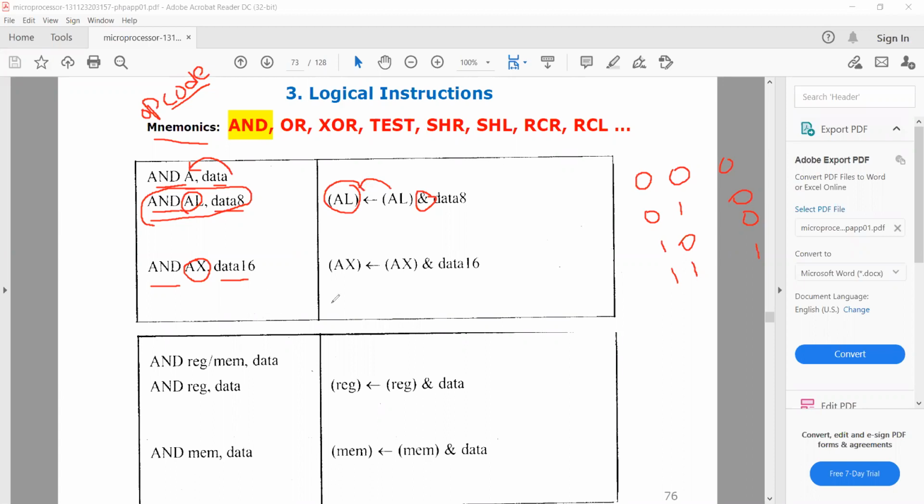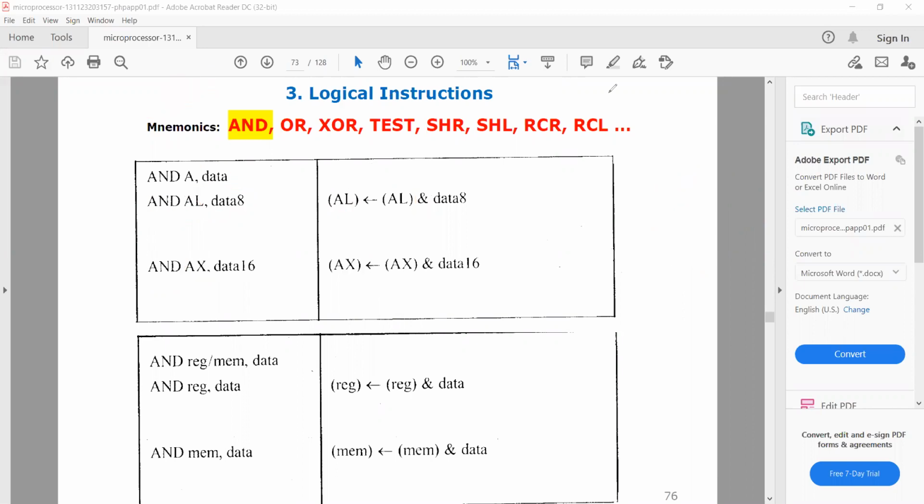Similarly, in this instruction, after performing the AND operation for the 16-bit data given in the instruction and the 16-bit data present in the AX register, the output will be present in the AX register, because we need to access the result of this AND operation. You need to access it from the AX register or the AL register. That is why we have to understand where the output is present. This is one kind of AND instruction.